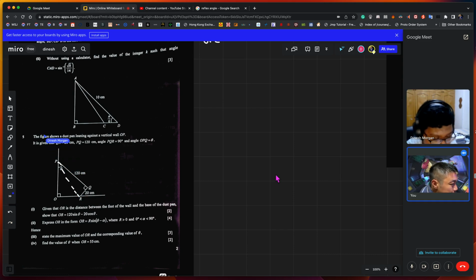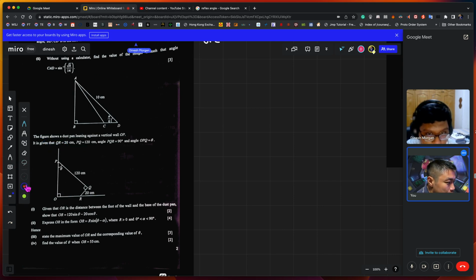Let's work on it together then. Given that OR is given 20, between the foot and the wall and the base of the dustpan, then show that OR is here, right?